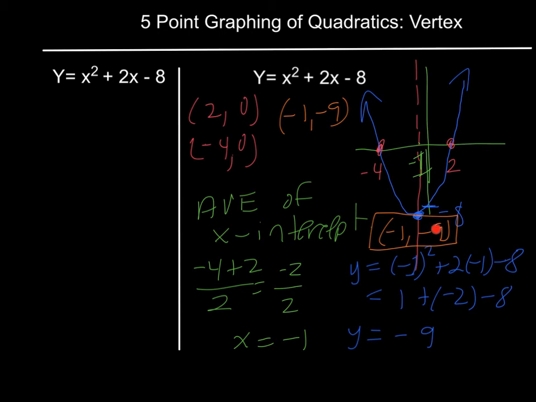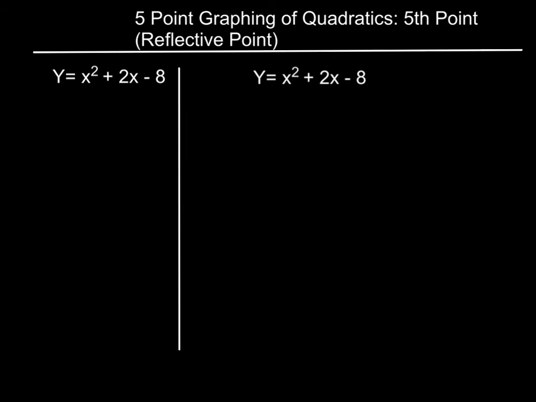So to find this y value, I took my x value and plugged it in. That's the -1 from there. I solved this, and y is equal to -9. So then my vertex point is -1, -9. Okay, let's take a look at the next step here. This is the 5th point, and the 5th point is pretty simple.